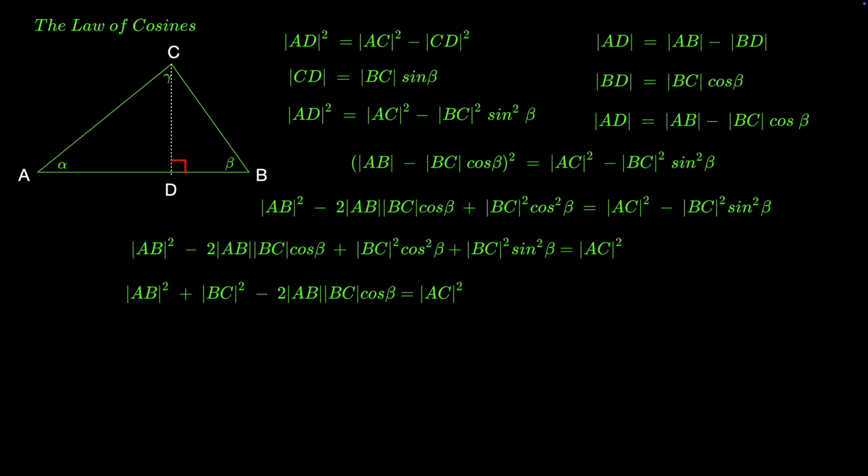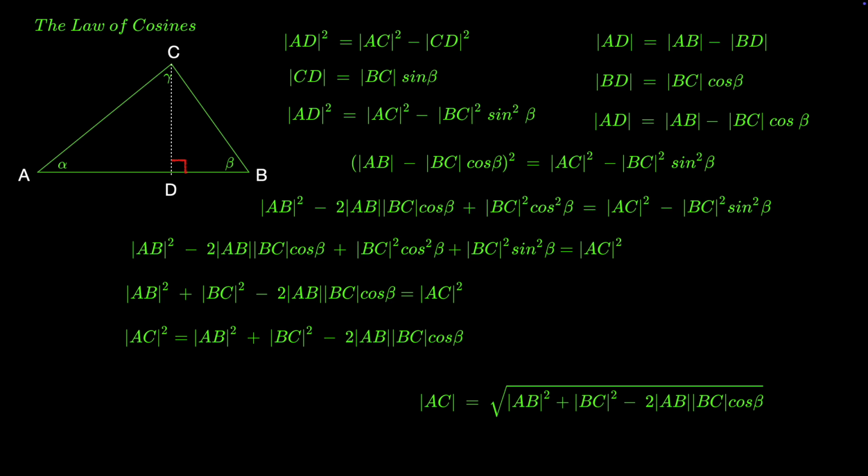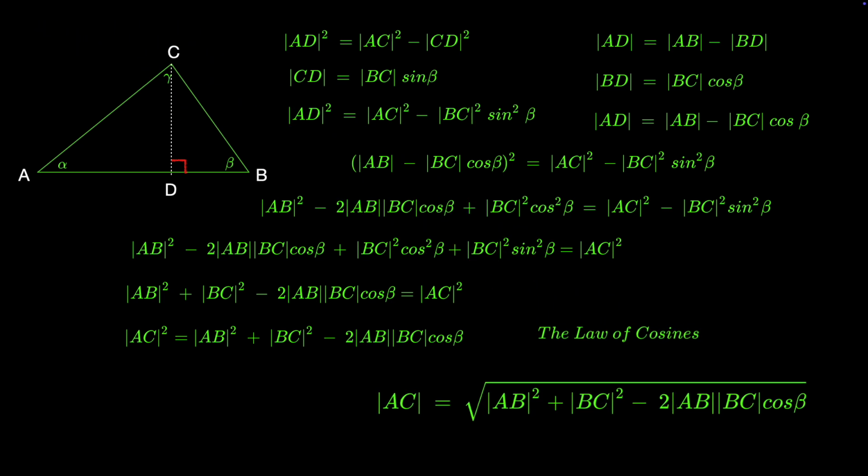the law of cosines is normally thought of as a way to find that third side of the triangle. We take the square root of both sides, and we have the law of cosines as it is normally written.